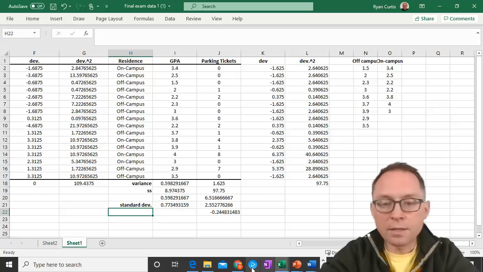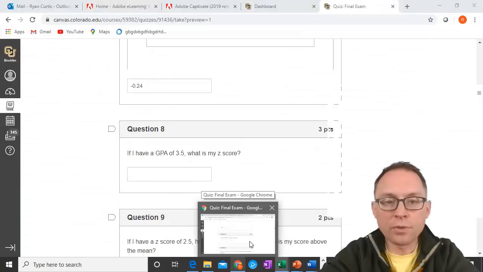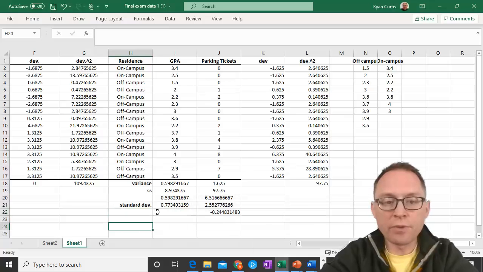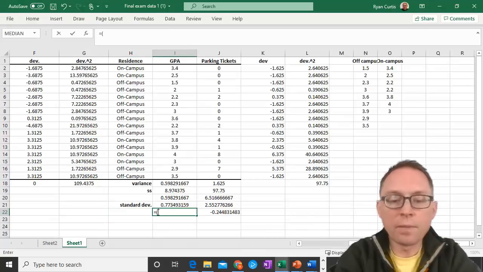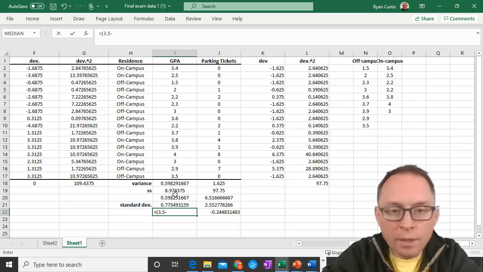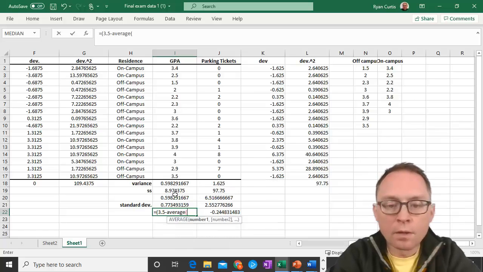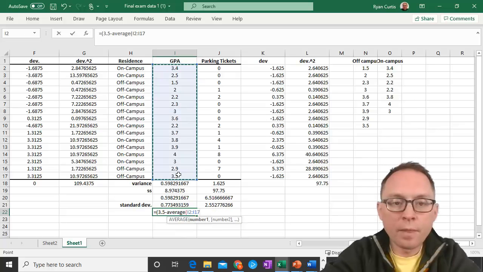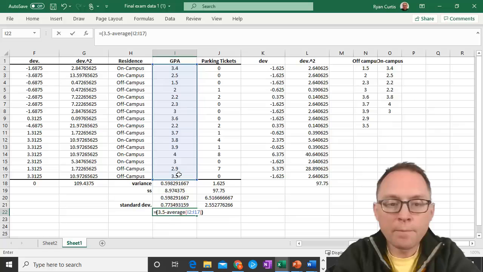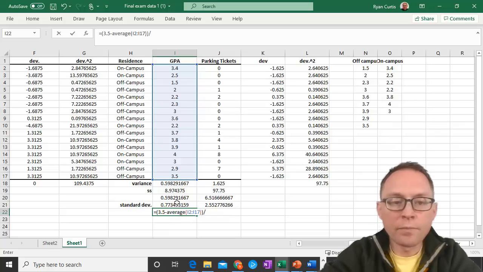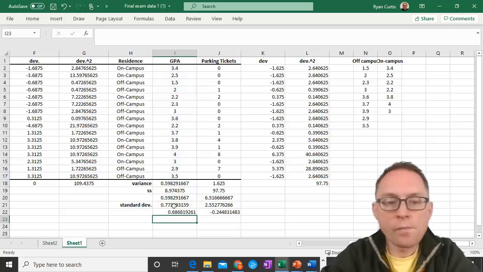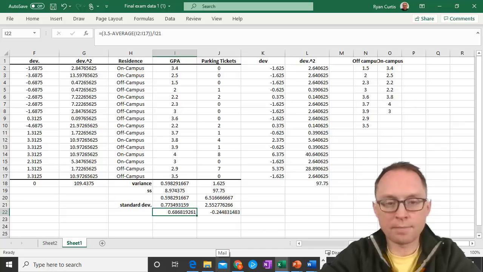So our x, let's remember what our x is, because I forgot. It is 3.5. Okay, so if somebody has a GPA of 3.5, their z-score is going to be 3.5 minus the mean, which is going to be, do I not have the mean here? I don't have the mean. All right, well, I'll just tell it to do it for me, divided by the standard deviation. 0.6868. That is the z-score.